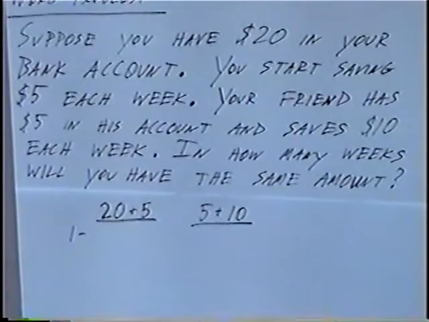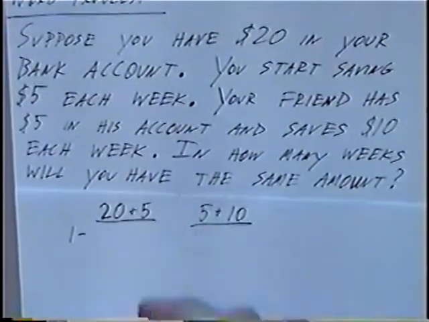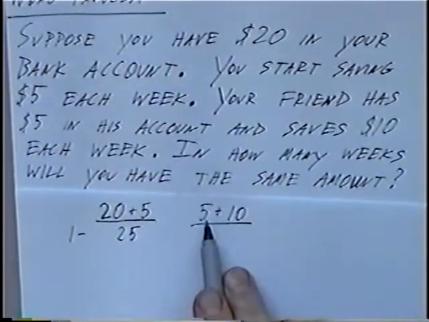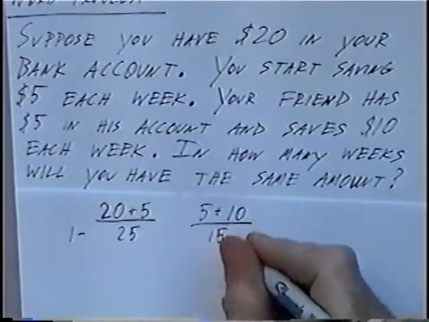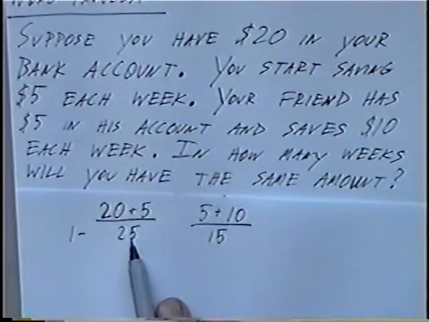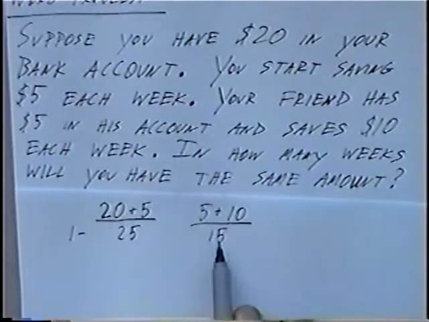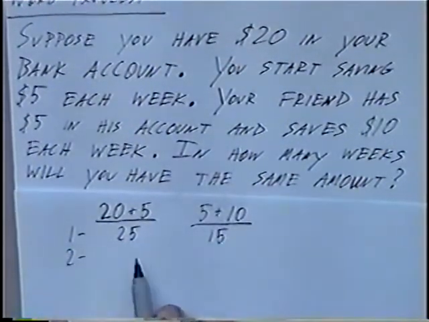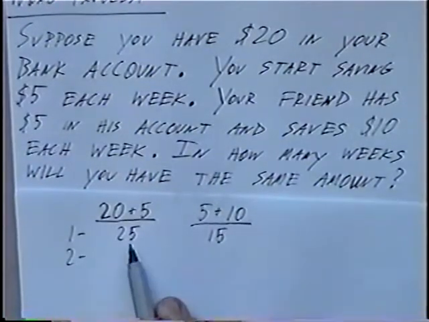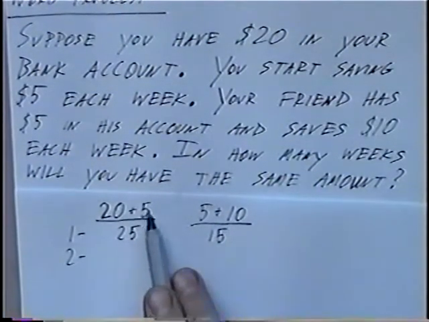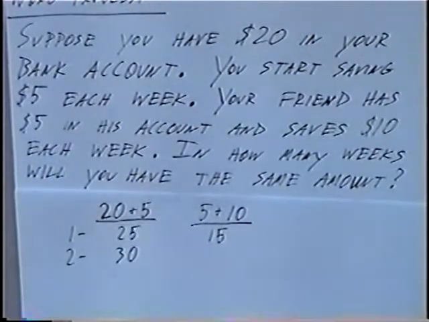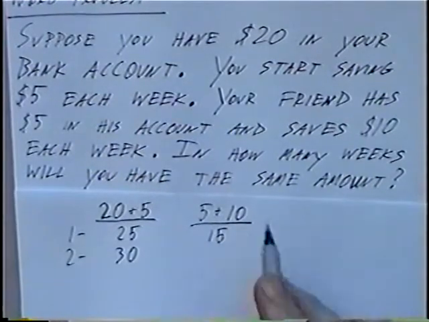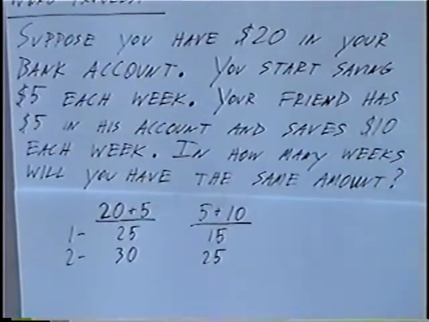Starting off with week 1, you'll have your $20 plus 5 more. So you'll have $25 in your bank account, while your friend will have 5 plus his $10, he'll have 15. So after week 1, you will have 25, and your friend will have 15. Continuing the table for the second week until these two numbers are the same. We now have $25, and each time we'll add 5 to that. So the second week we'll have $30, and your friend each time will add $10. 15 plus 10, your friend will have $25.